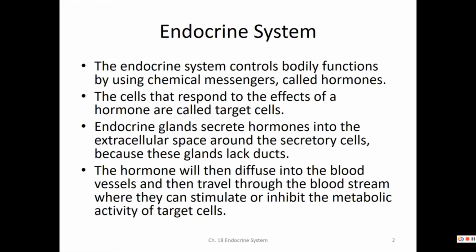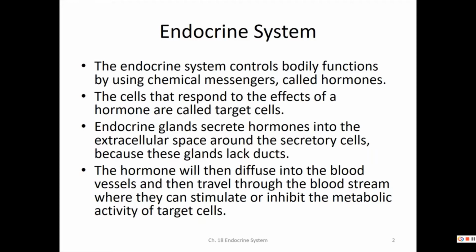Here we are using a chemical messenger called a hormone, and these hormones, remember in lecture we talked about how they have a very specific shape, and this shape can determine the function that it has. So it can go on to a receptor, and that receptor was on a target cell, and that target cell can respond to do whatever the hormone says. It responds to the effects of a hormone, so the hormone binds to it and it affects it.